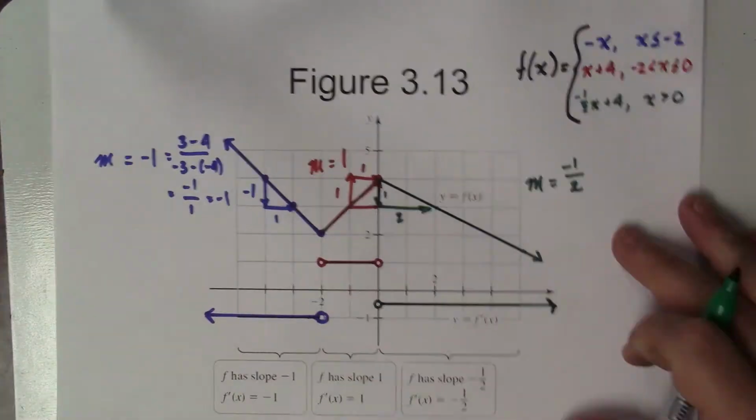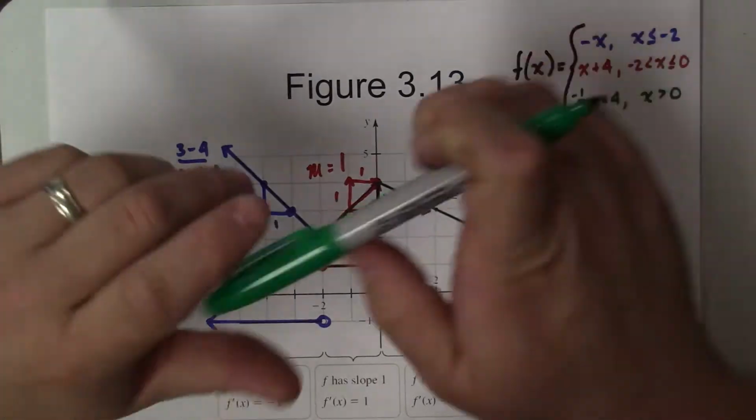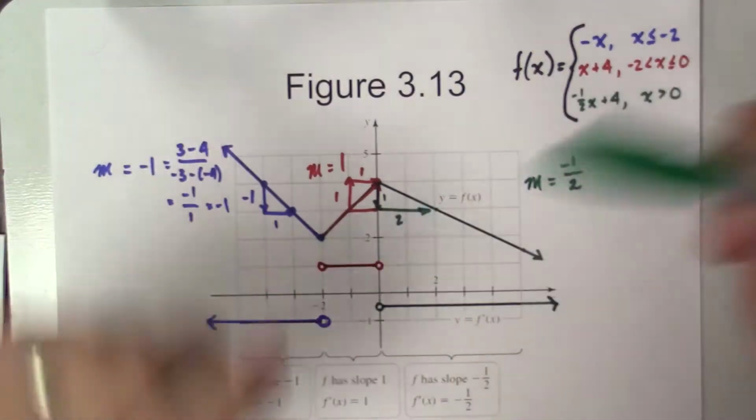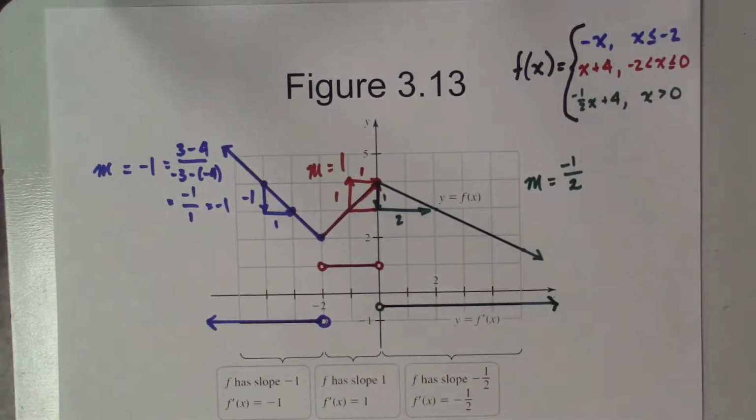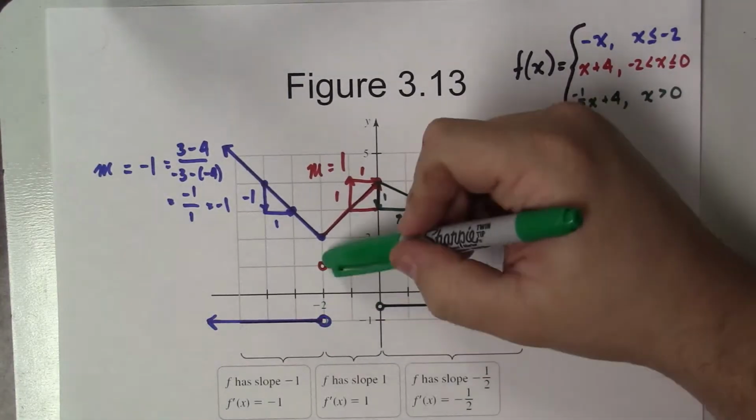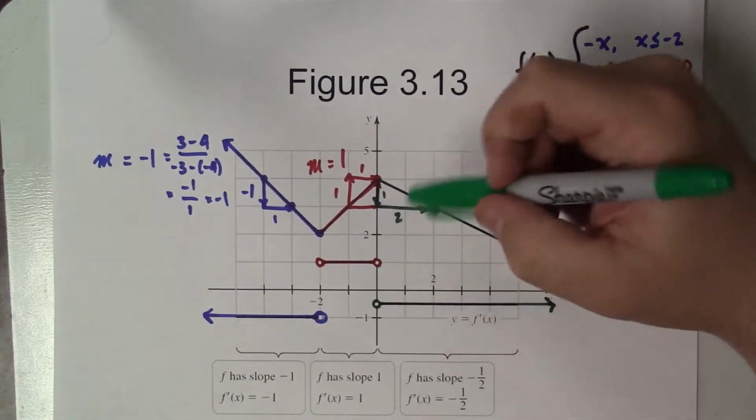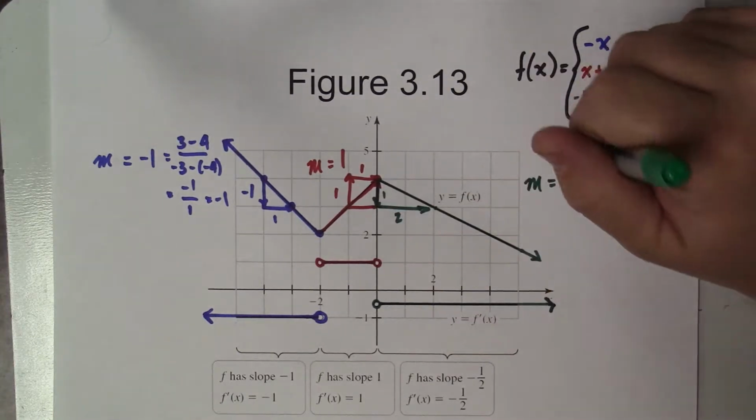Now, the $10 million question for our video is: why are these open circles everywhere here where the function changes?